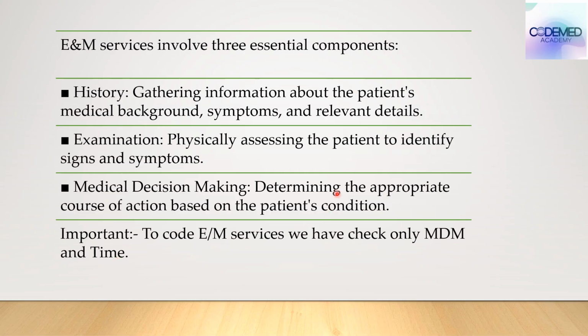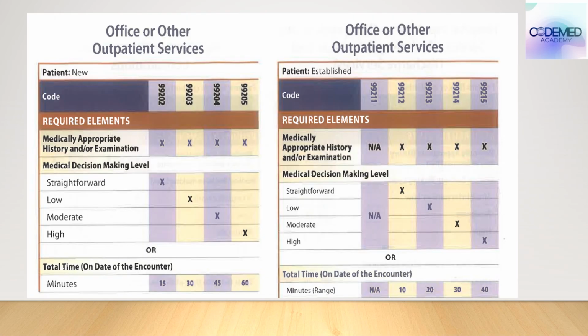The medical decision making includes the history and examination, because whenever you are taking the decision, you are going to go through the history and exam. So we are going to pay attention to the MDM, and that is the medical decision making, and how much time is required for that visit, because every visit has a time cap. So let's see. Now these are the various charts that you will see at the beginning of the section, and you will see office or the other outpatient services, and then the codes are written here. Here it is medically appropriate history and examination.